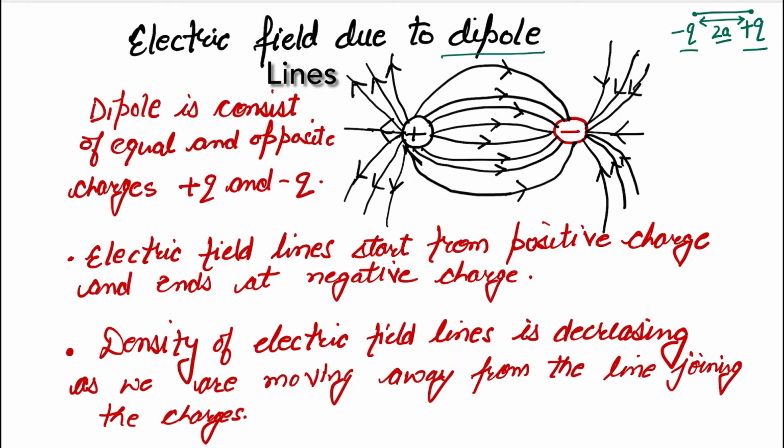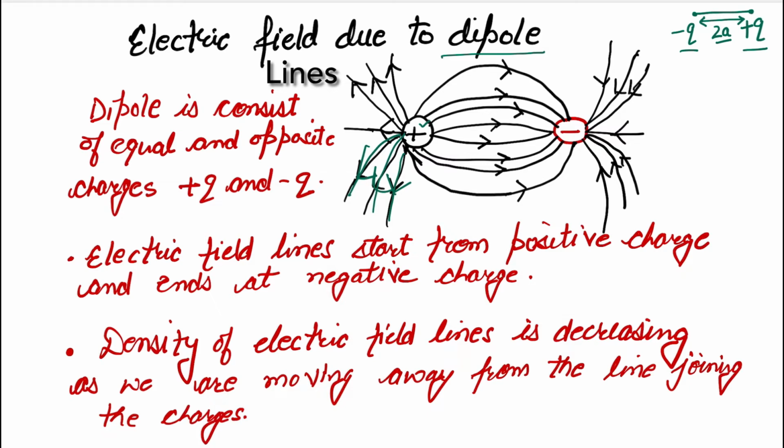So this is the dipole. We want to draw the electric field lines corresponding to the dipole. One charge is plus Q, which is placed over here. Another charge, minus Q, is drawn in red color. We know that from the positive charge, the electric field lines are directed outward, right? So these are the electric field lines which are directed outward from the positive charge.